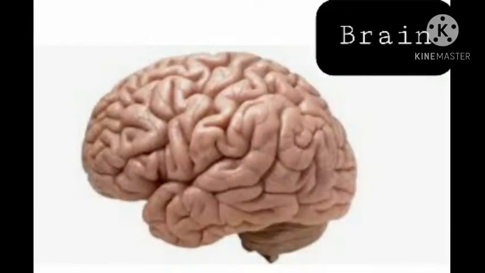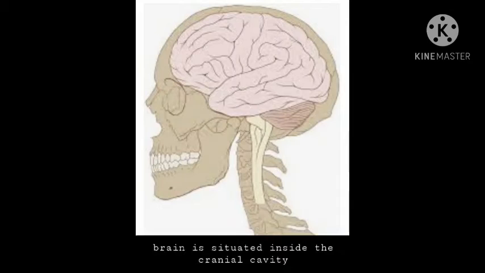Our next topic is the brain. Yes, the brain is situated in the skull. This is the picture of the human brain. The brain is situated inside the cranial cavity. It is a very important internal organ. It controls all the body activities.